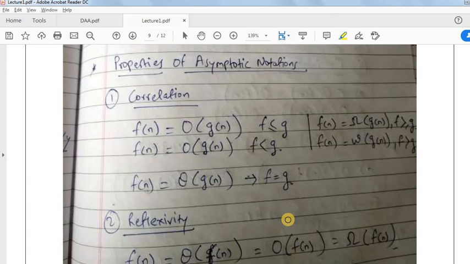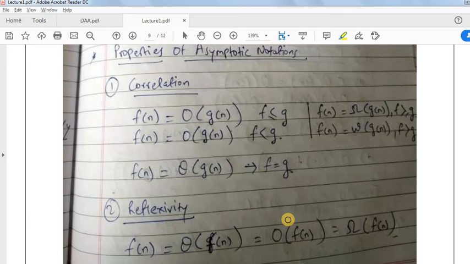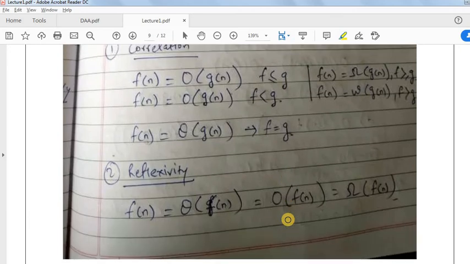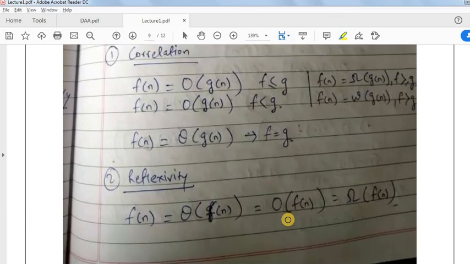So there are 6 prominent properties of an asymptotic notation, starting from correlation, where a one-to-one correspondence between f and g is represented based on big O, theta and omega notations. If we are using big O, it will be less than or equal to. For small o, it will be strictly less than. For big omega, greater than or equal to. For small omega, strictly greater than. For theta notation, there will be equality.